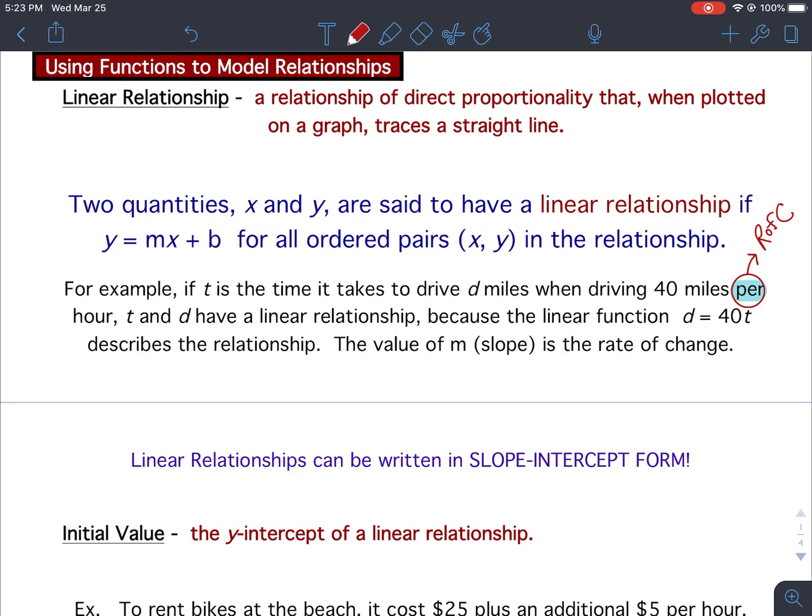So we've talked about rate of change, and when you see that word per or each, that is your rate of change. So throughout this entire lesson, you're looking for the word either per or each. And if you see the words per or each, you will have your rate of change.